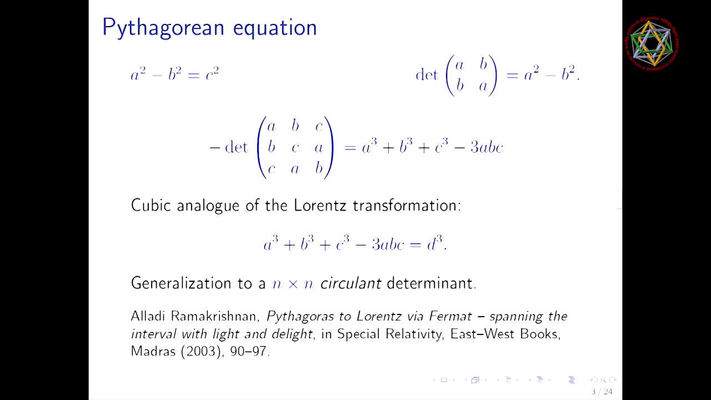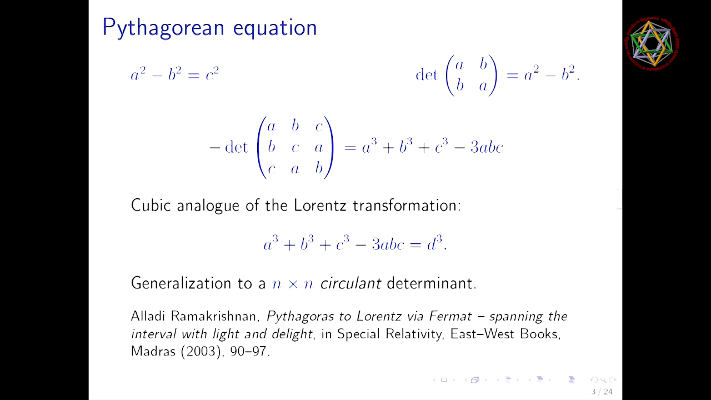So I will start with a paper by Alladi Ramakrishnan, "Pythagoras to Lorentz via Fermat, spanning the interval with light and daylight". It was in 2003. He started with the Pythagorean equation, which he wrote a² − b² = c². And he noticed that the left-hand side is the determinant of the matrix (a b; b a), which is a² − b².